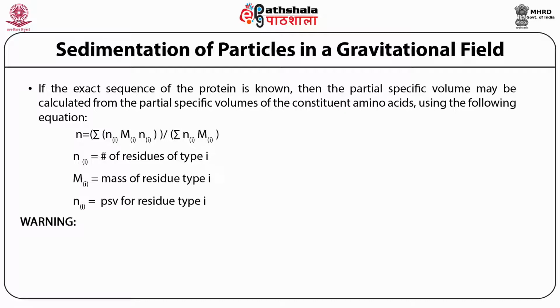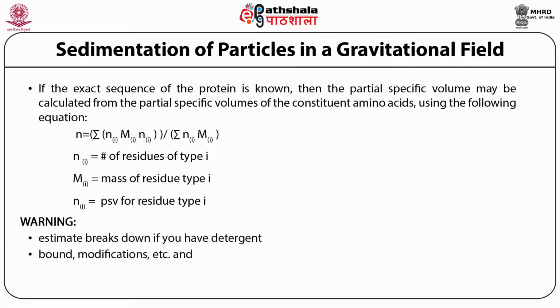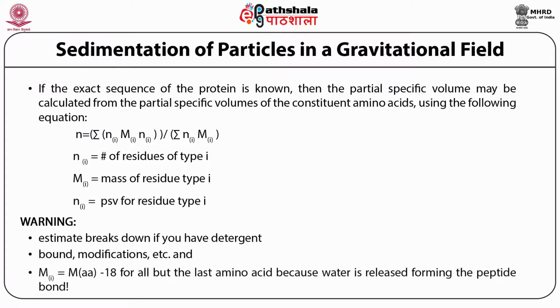However, you must be aware that the estimate breaks down if you have detergent, bond modification, etc. And 18 is always deducted from the molecular weight of the amino acid, because once the amino acid in a protein forms the peptide bond, one water molecule is released per peptide bond, that's why 18 has to be deducted. So, these are the parameters used for the calculation of partial specific volume of a molecule.